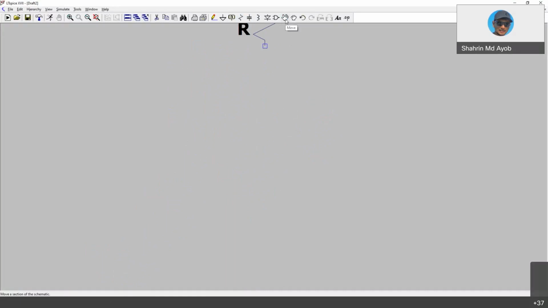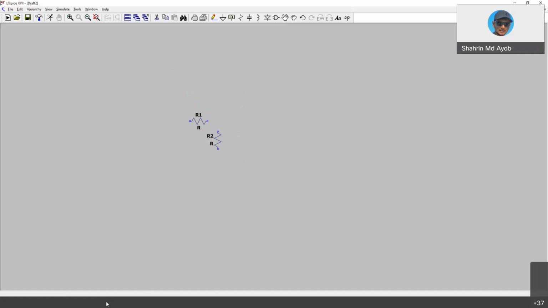If you want to zoom in, you can just scroll the mouse in and out. I want to move the circuit to the center, so you need to highlight it first, drag, and then you can move the circuit. And if you want to go to another function, just right click.